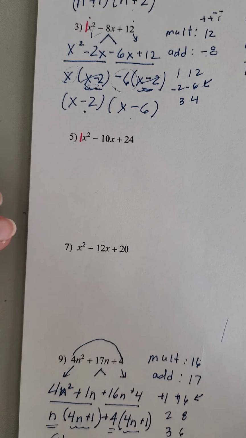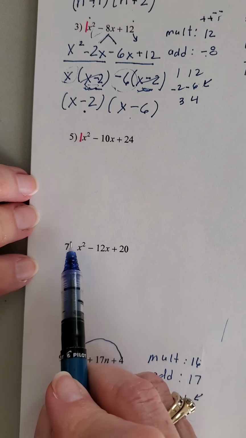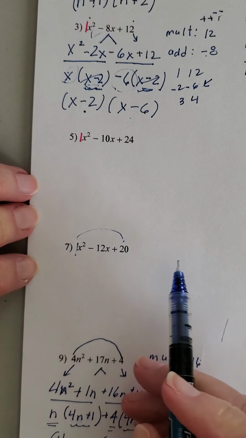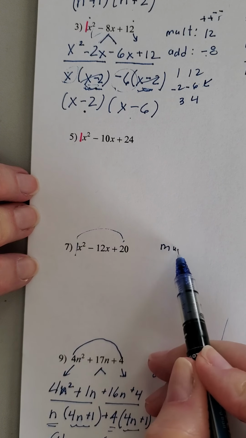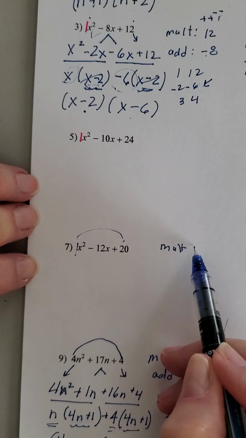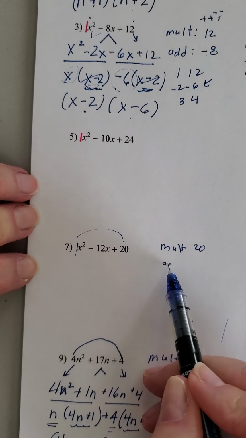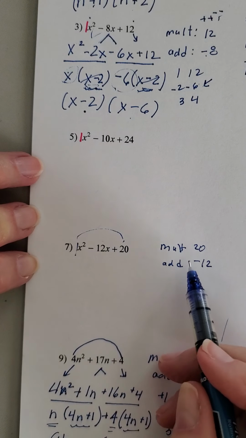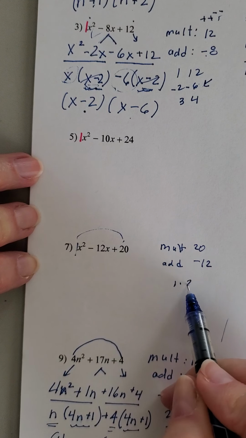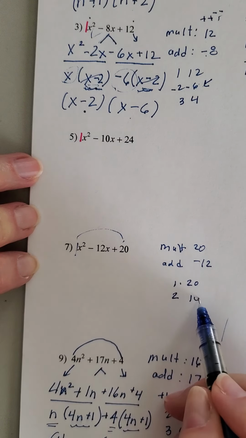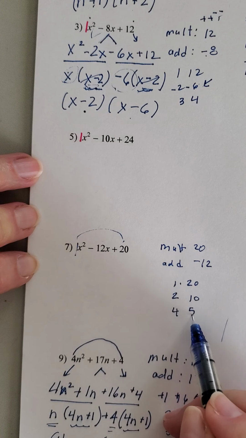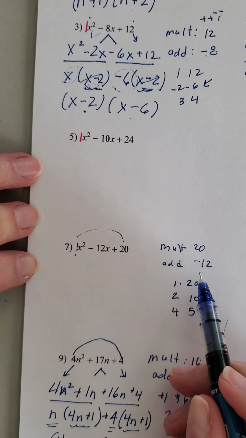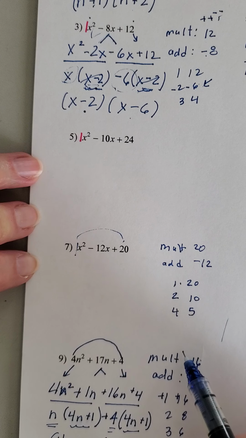So, multiply 1 times 20. So we're looking for what multiplies to 20 and what adds to negative 12. So what are the factors of 20? 1 and 20, 2 and 10, 4 and 5. And we need a combination that adds to a negative 12.